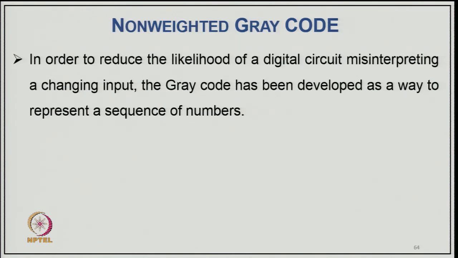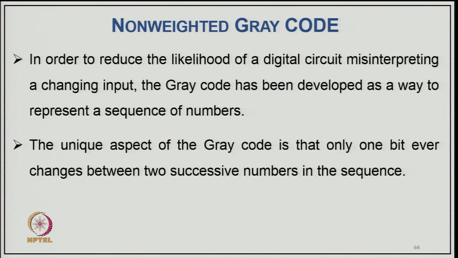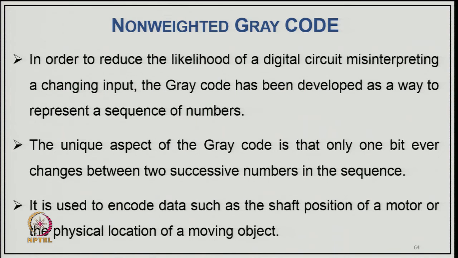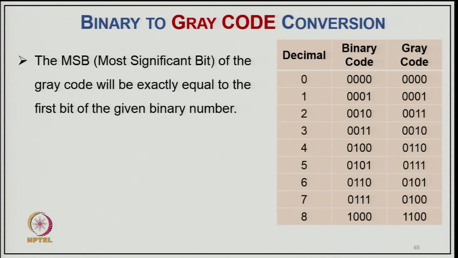So, now the non-weighted gray code. In order to reduce the likelihood of a digital circuit misinterpreting a changing input, the gray code has been developed as a way to represent a sequence of numbers, and the unique aspect of the gray code is that only one bit ever changes between two successive numbers in the sequence, and it is used to encode data such as the shaft position of a motor or the physical location of a moving object. That becomes easier. So, the MSB, most significant bit, of the gray code will be exactly equal to the first bit of a given binary number.